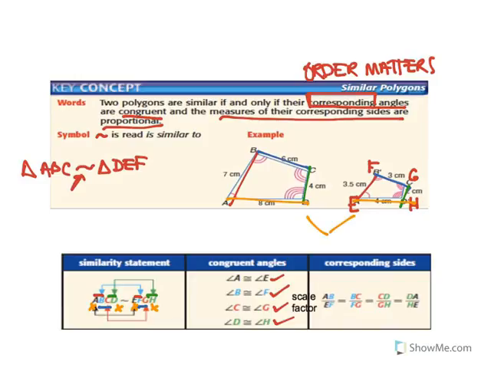And these sides right over here, if we were to compare corresponding sides with one another in a proportion, they'll all equal the same scale factor. And that's the amount that you multiply the smaller figure by in order to get to the larger figure, or vice versa. That's the scale factor.